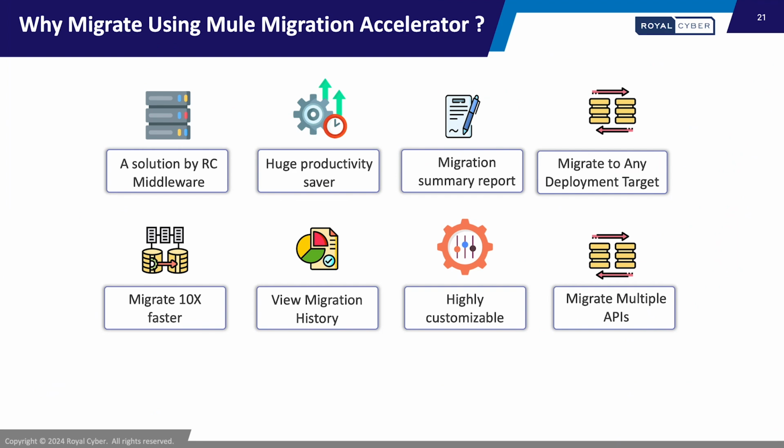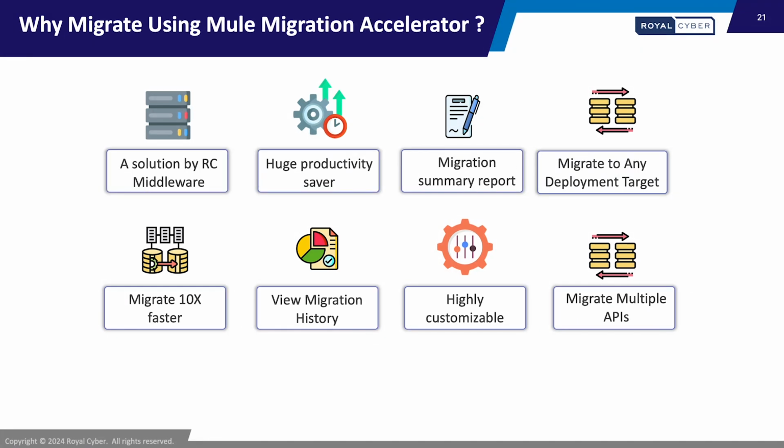Then you can migrate to any deployment target, which means that this Mule Migration Accelerator powered by Royal Cyber is designed to offer unparalleled flexibility in migrating your APIs and integrations to any deployment target, whether you are moving to on-premise infrastructure, cloud environment, hybrid setup, or containerized platform. The accelerator ensures a seamless transition.